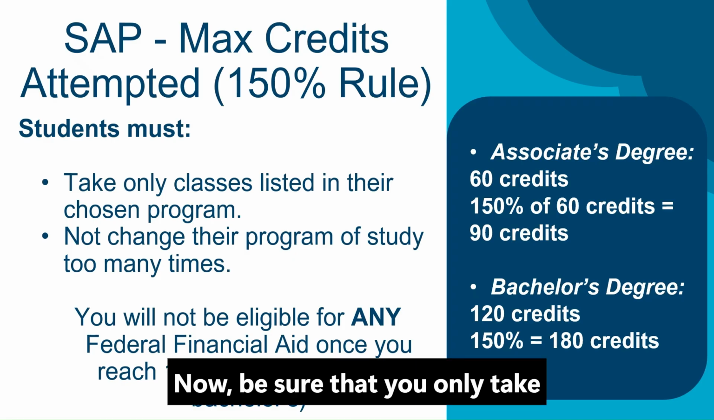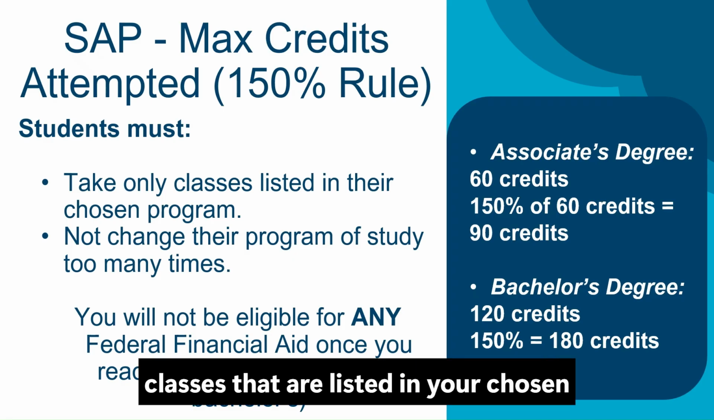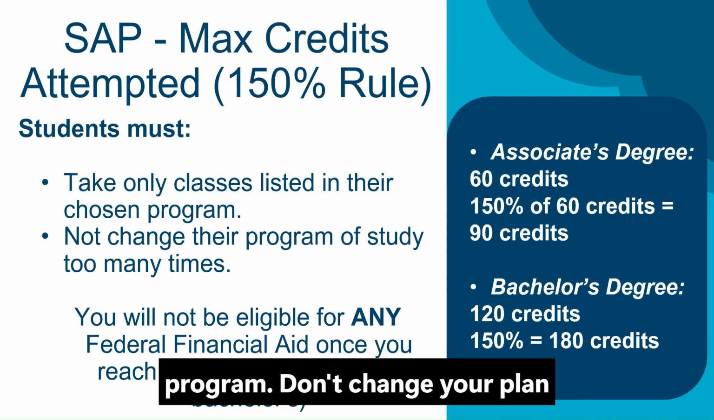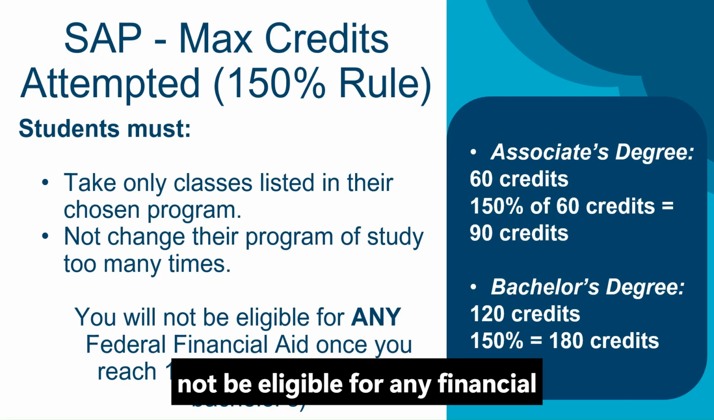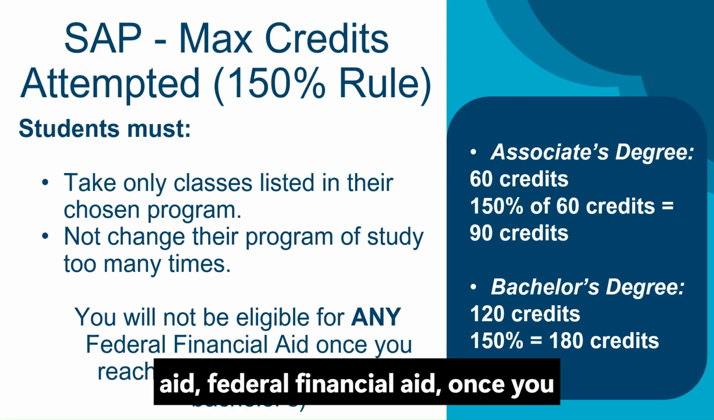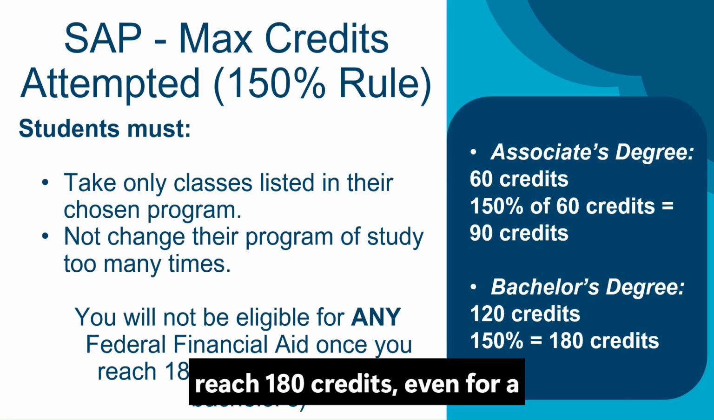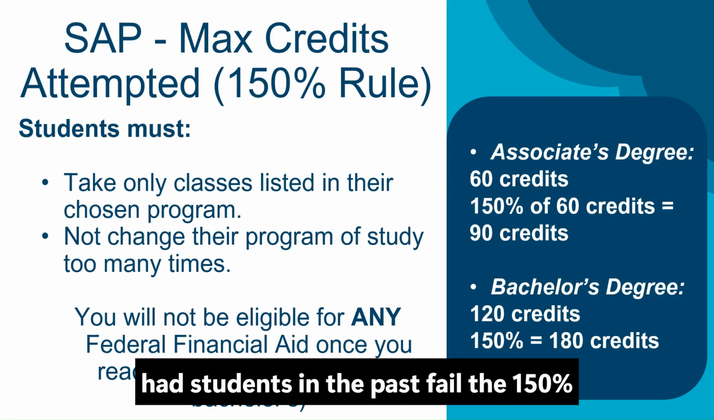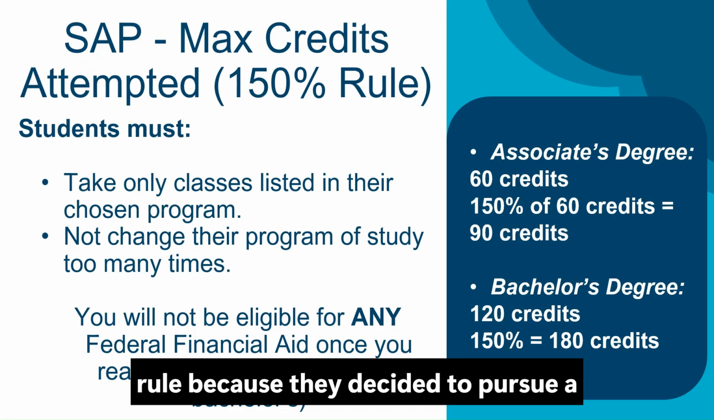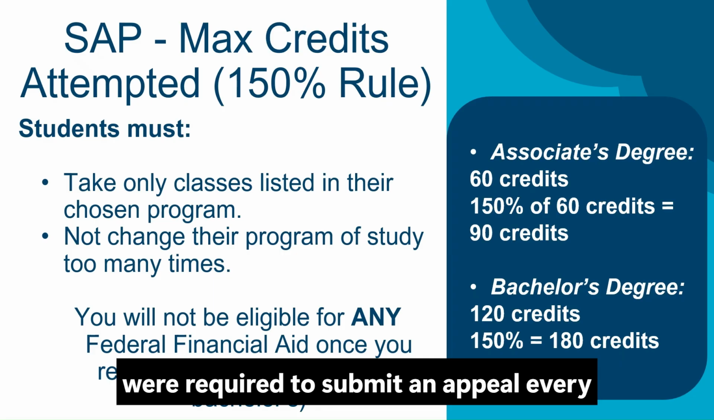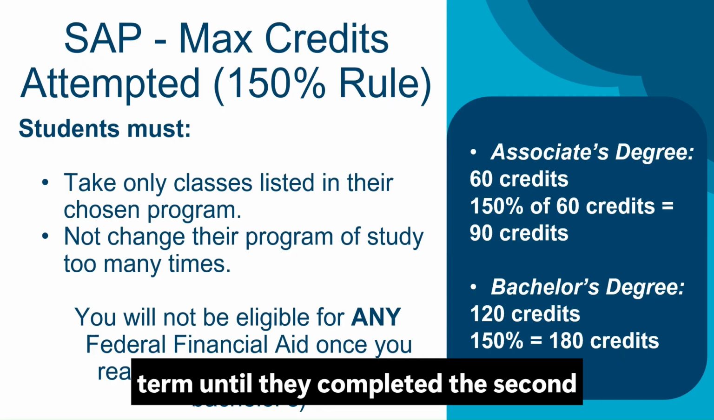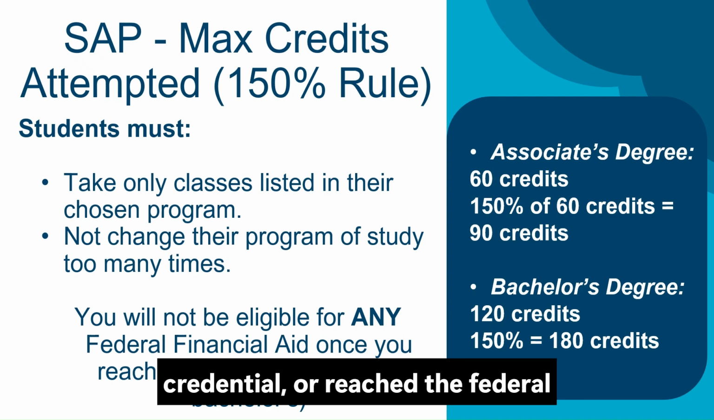Now be sure that you only take classes that are listed in your chosen program. Don't change your plan of study too many times, and you will not be eligible for any federal financial aid once you reach 180 credits, even for a bachelor's degree. We have had students in the past fail the 150% rule because they decided to pursue a second program. When that happened, they were required to submit an appeal every term until they completed the second credential or reached the federal maximum limit.